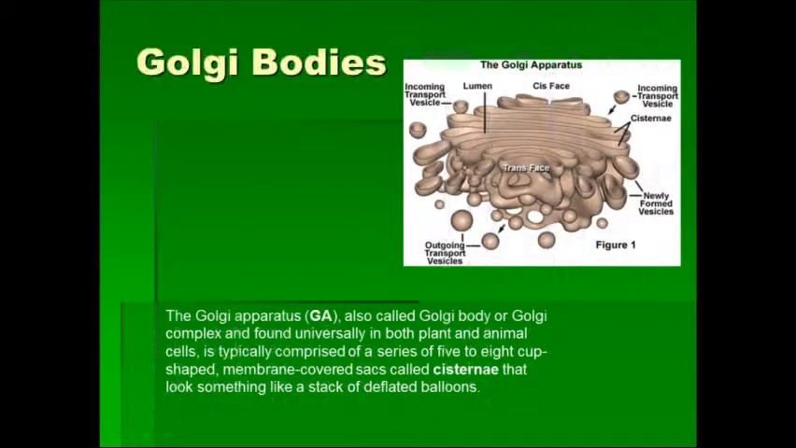The Golgi bodies, the Golgi apparatus, also called the Golgi complex, is found universally in both plant and animal cells. Typically, it is comprised of a series of 5 to 8 cup-shaped membrane-covered sacs, and these look like a deflated balloon. Basically, this is a transport system, a way to transport things in and out to the cell membrane so we can get things in and out of the cell.